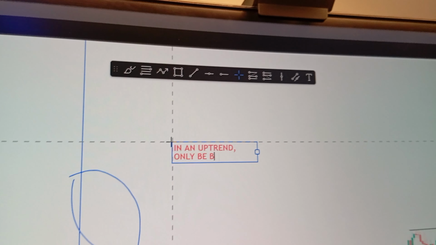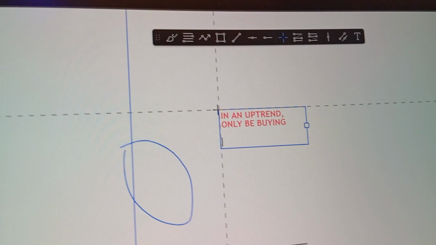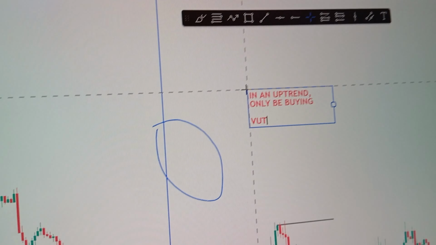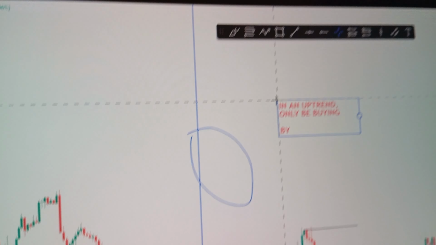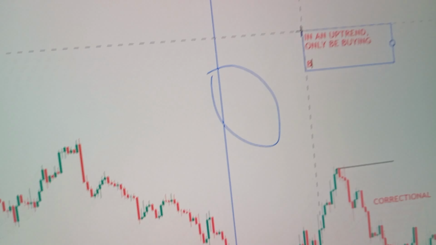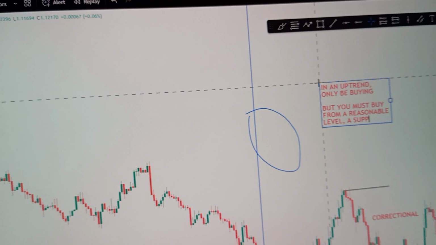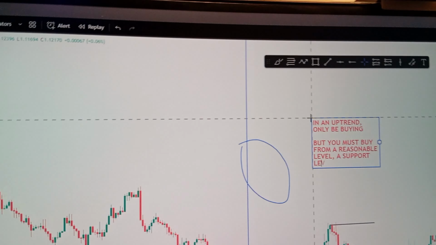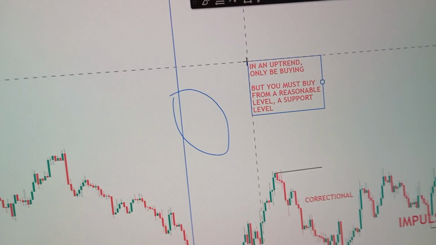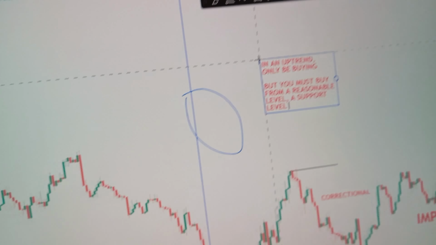Okay, but you must buy from a reasonable level. A support level. It should be a support level. I will still teach you about that. A support level, a higher low.